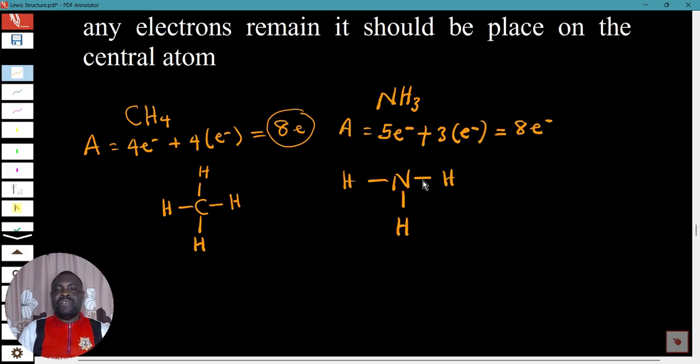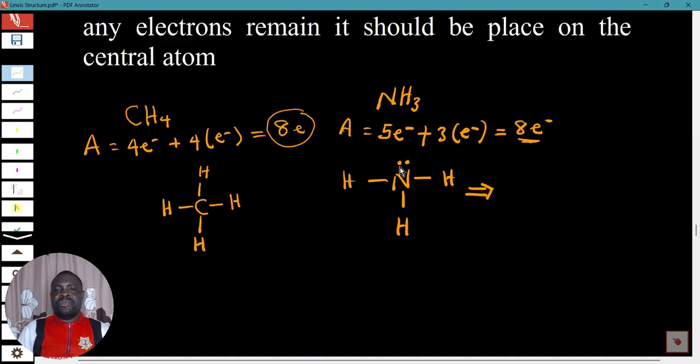Now, how many electrons have we spent? We have 1, 2, 3, 3 bond pairs. Each bond pair is made up of 2 electrons. So 3 bond pairs will give me what? 6 electrons. But we have 8 electrons available, meaning that there are 2 extra electrons. So the 2 extra electrons should be placed on the nitrogen, because hydrogen can only take a maximum of what? 2 electrons.